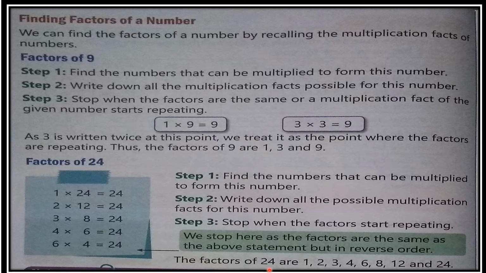So the factors of 24 are 1, 2, 3, 4, 6, 8, 12, and 24. Just make a note of it here. Got it, children? Just make a note of it.